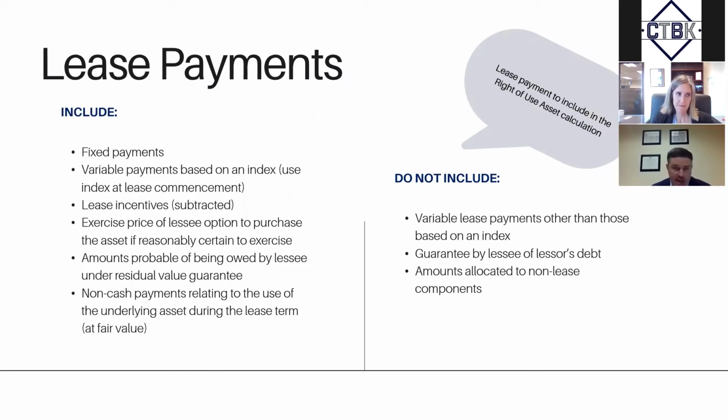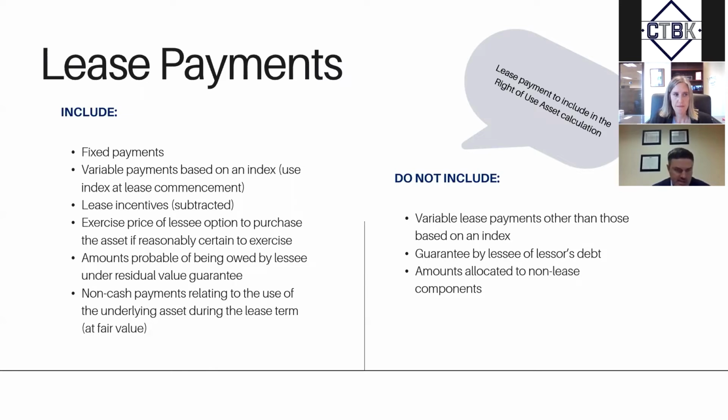Now, certain items that you would not include in your lease payments would be a variable lease payment based on something other than an index. So rather than an index rate, if there was an additional cost for usage fees on a copier or a postage meter, you would not include that portion of the payment. You also would not include a guarantee by the lessee of the lessor's debt. Certain leases may have a clause that contains a guarantee to cover the mortgage, and you would not include any such guarantees. Also, you would not include amounts allocated to non-lease components.